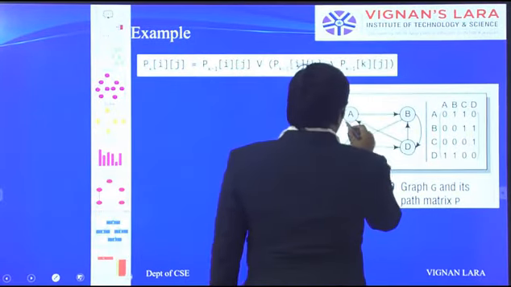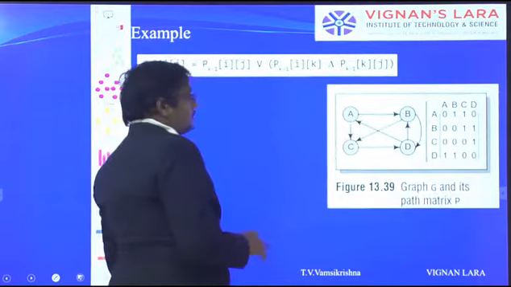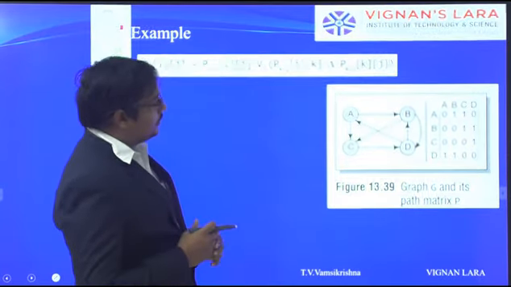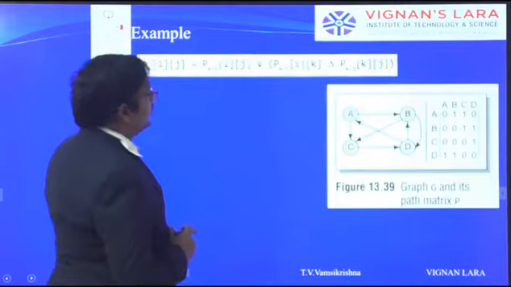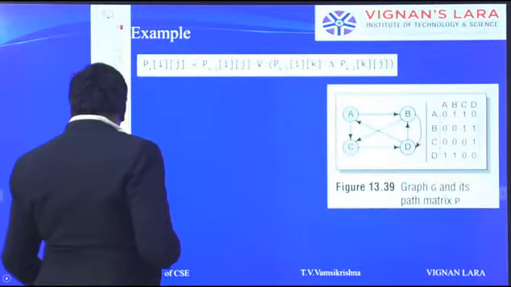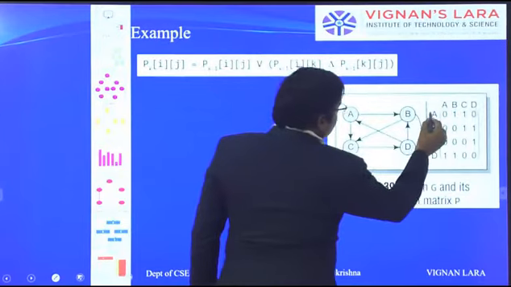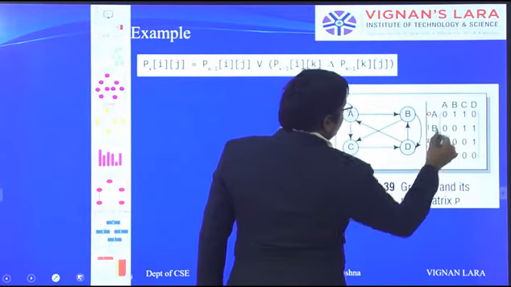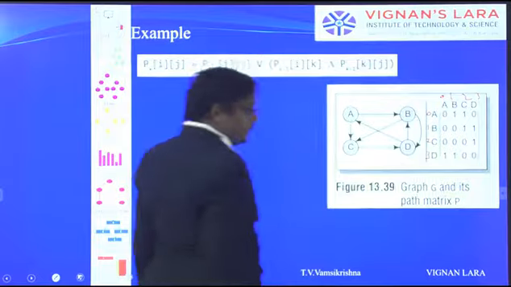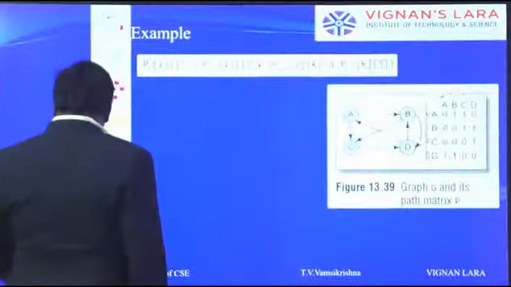Say, A is one vertex, B is one vertex, C is one vertex, D is one vertex, so total 4 vertices. Here also we take 0, 1, 2, 3 as the index, for both rows and columns. This is our assumption. Why? Because A, B, C, D cannot be used as a row index and column index. Always the row index is an integer, the column index also an integer. By default, the array index starts from 0 only.